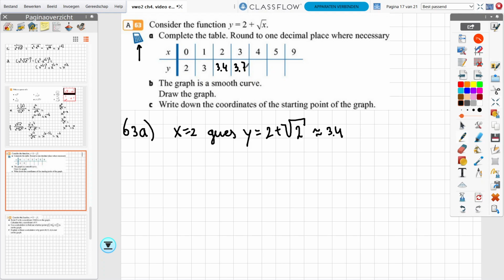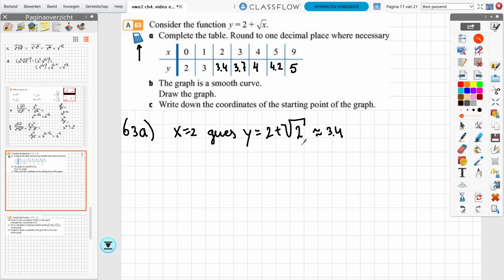3.7. Root 4 I know, because root 4 is 2, 2 plus 2 is 4. So this is 4. Okay. For 5, again, root 5 we don't know, so do 2 plus root 5, and you find approximately 4.2. And now they skip ahead to 9, because root 9 is 3, 2 plus 3 is 5. That is part A. And now they want us to draw this graph.